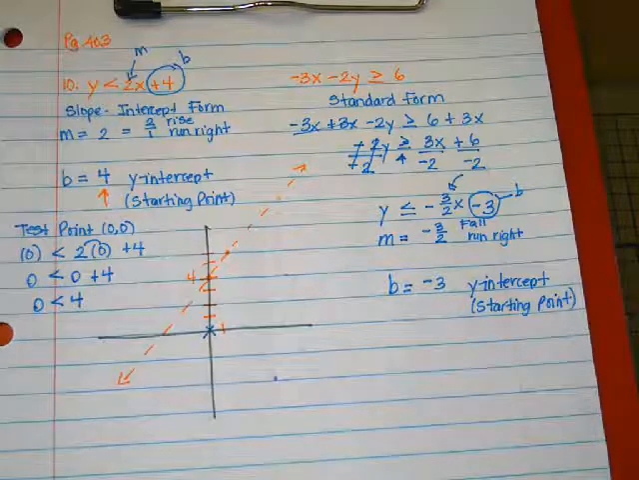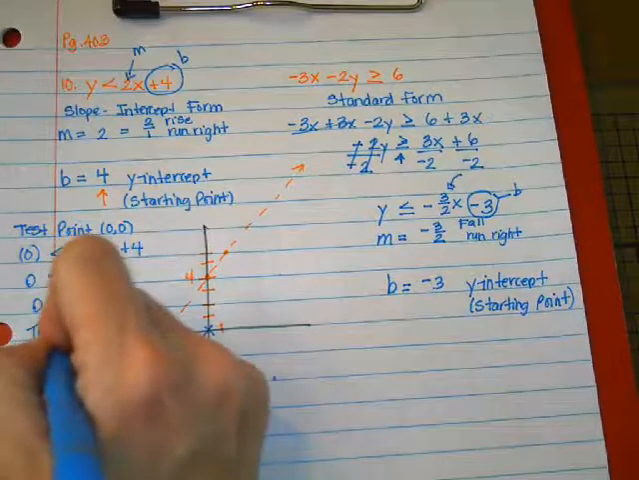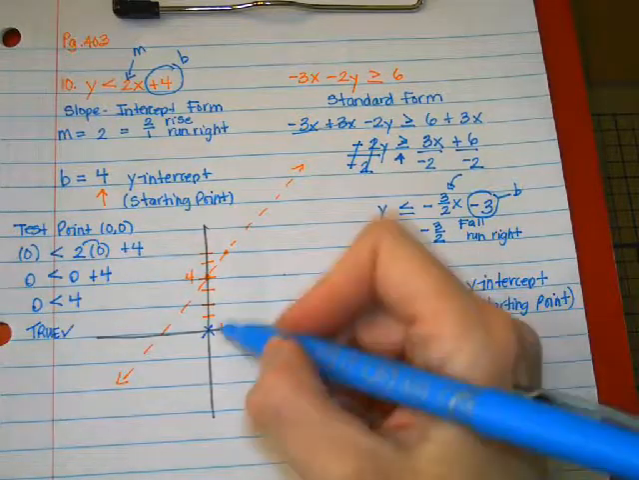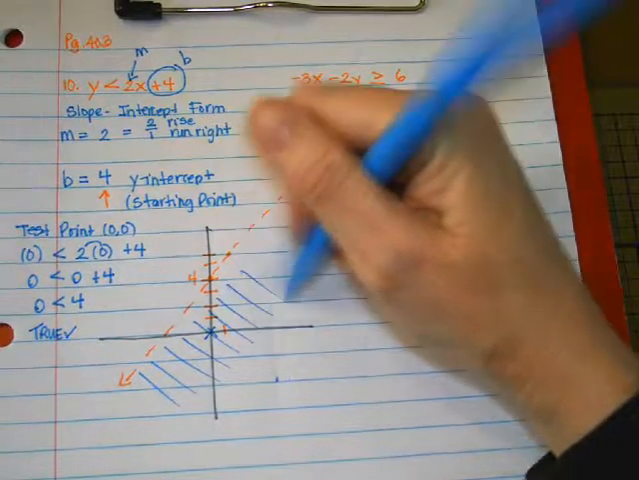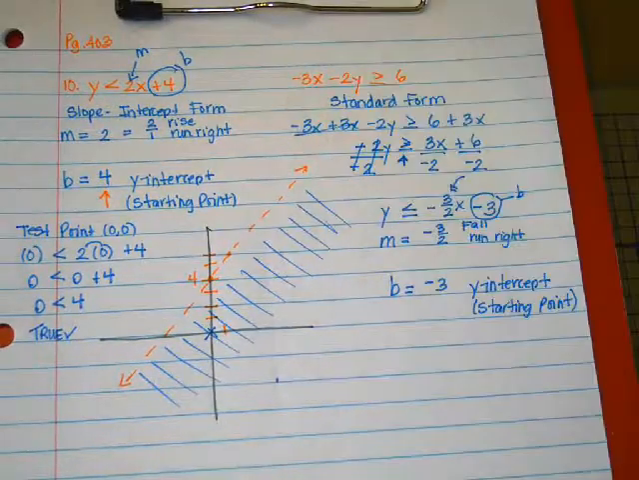So, Lakeisha, is 0 less than 4? You're correct, that is true. 0 is less than 4. Since it's true, we shade on the side of our test point. So we'll put little shady marks. All right, there they are.